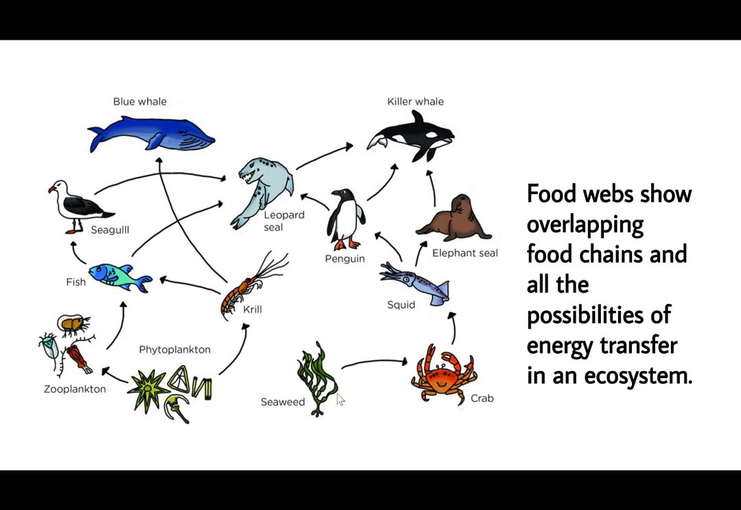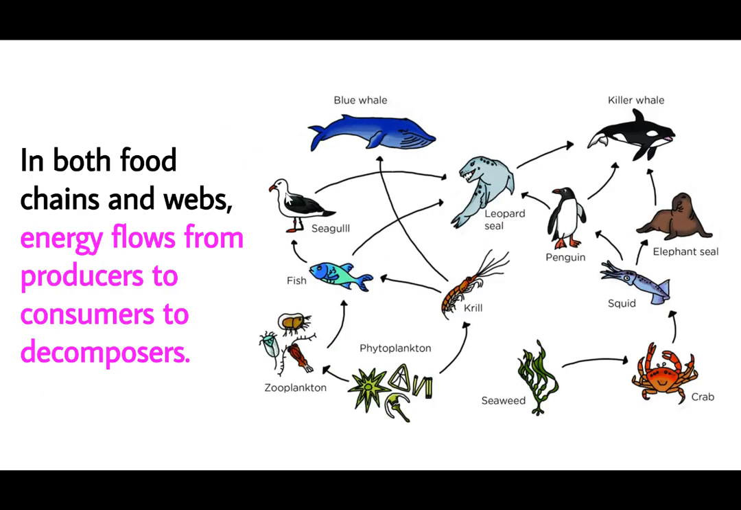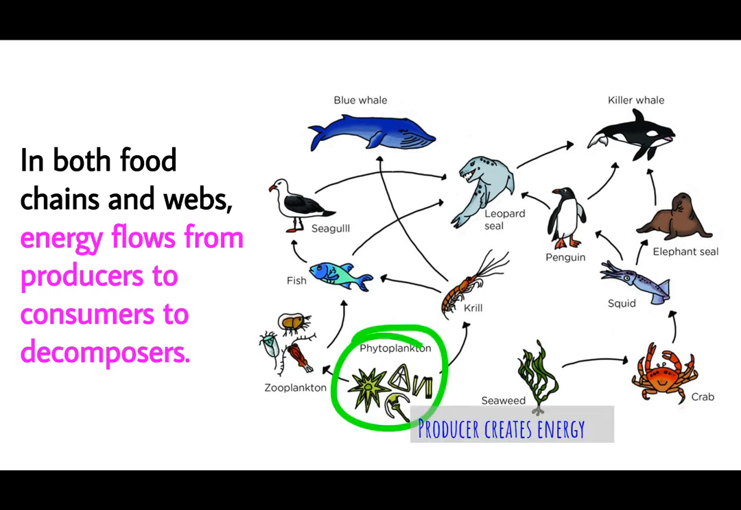For example, starting with our producer here, seaweed, the crab can get its energy from seaweed. Then squid can get its energy from the crab, but then at that point it splits off. It could go one direction or it can go another direction. In both food chains and webs, energy flows from producers to consumers to decomposers. So let's break that down.